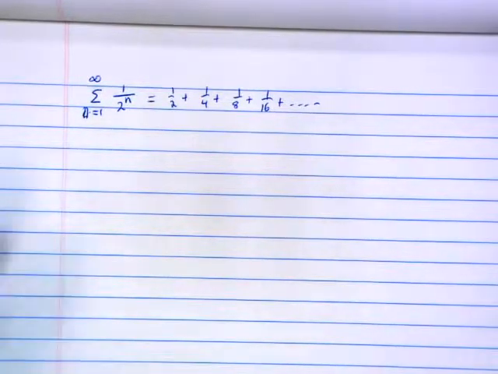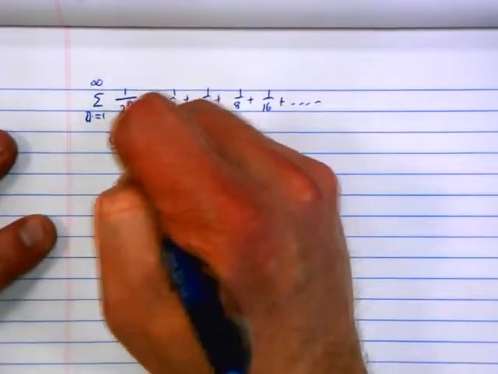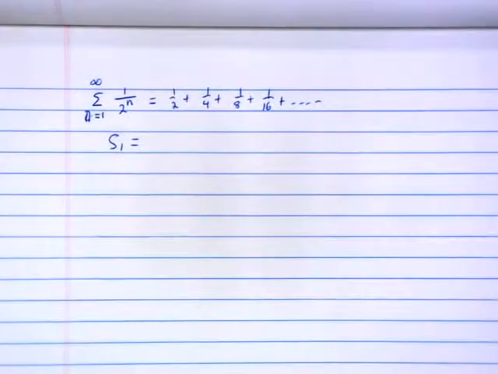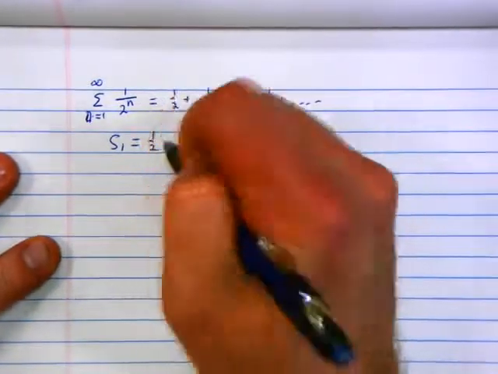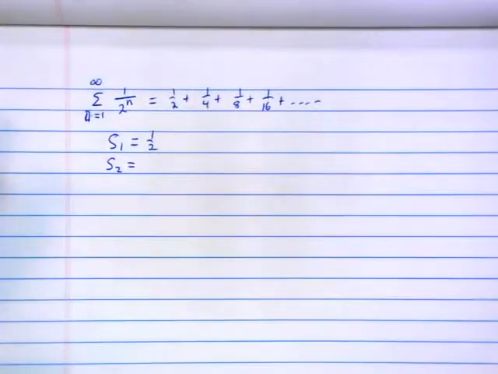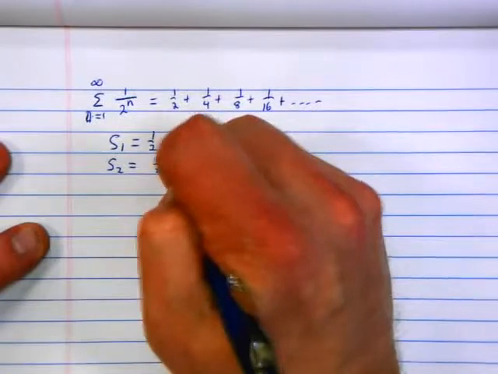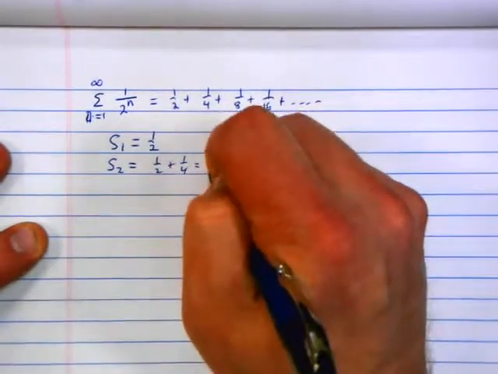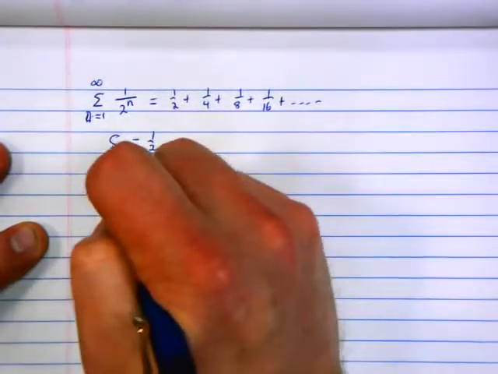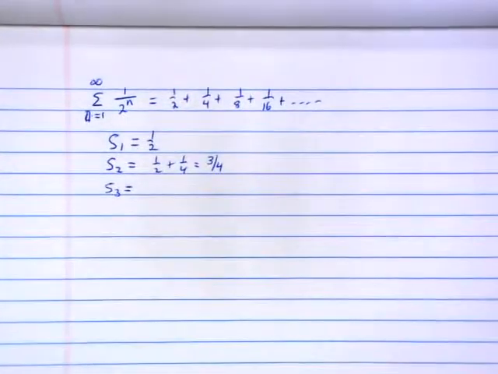All right, so let's look at our sequence. What's S1? 1/2. What's S2? Not 1/4. 1/2 plus 1/4, which is 3/4. What's S3? 7/8. How'd you get 7/8?